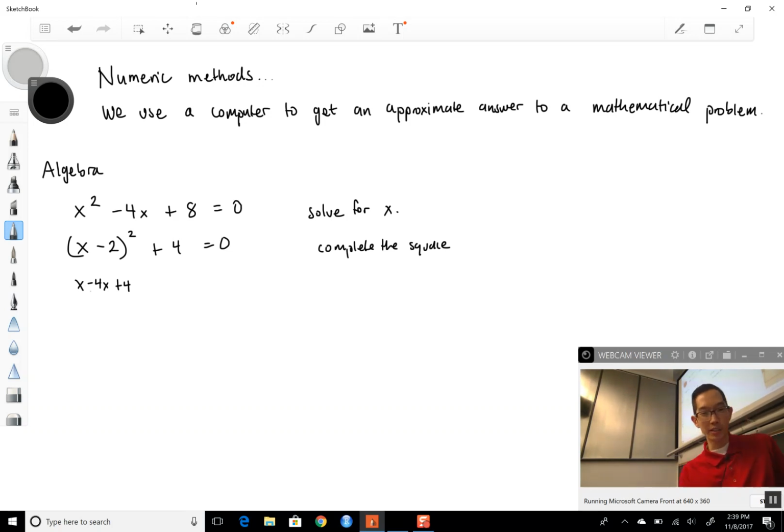And then, did I do this right? Huh? Maybe I messed something up, right? Now I'm embarrassed. I'm nervous now. Okay, so we got x minus 2 squared is equal to negative 4. Oh, now we have problems, right? Because now we have imaginary numbers and stuff. So okay, this was a bad example. All right.